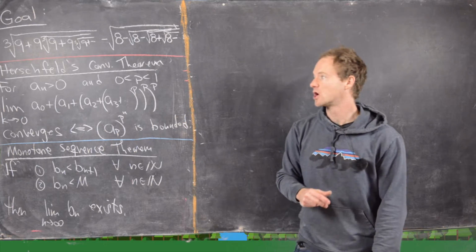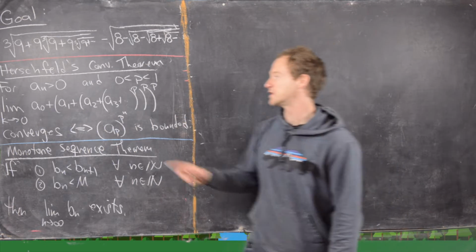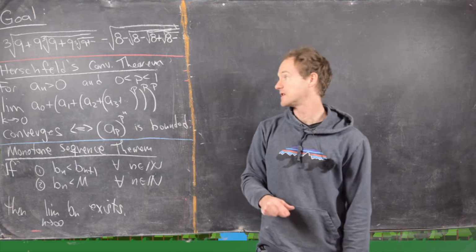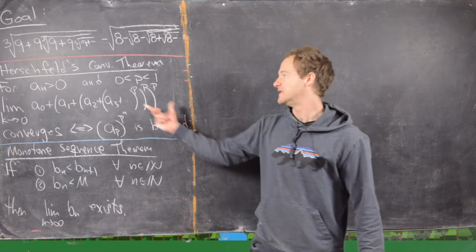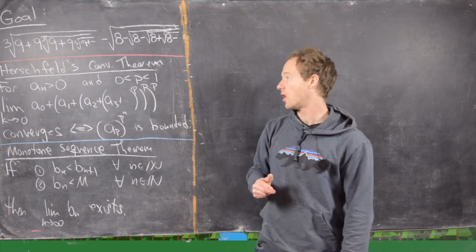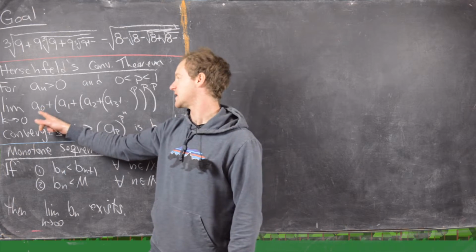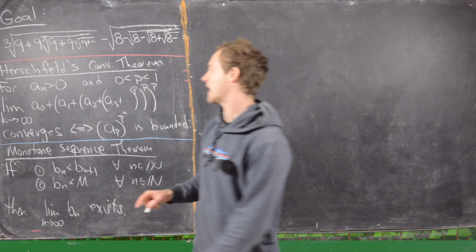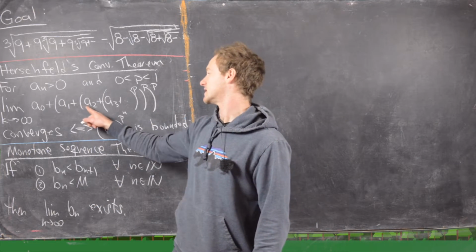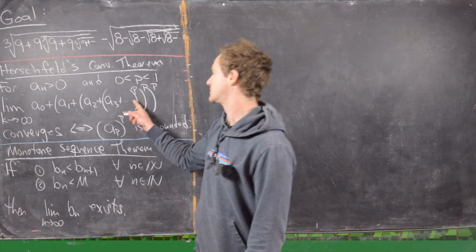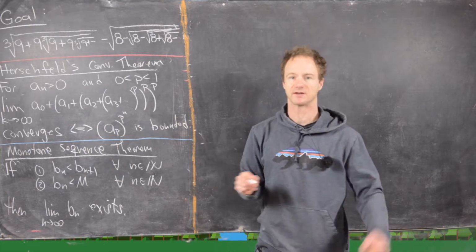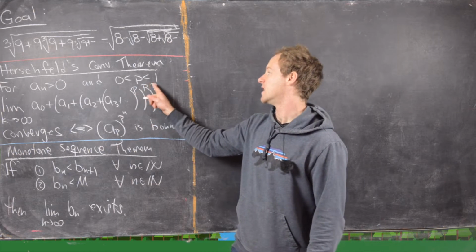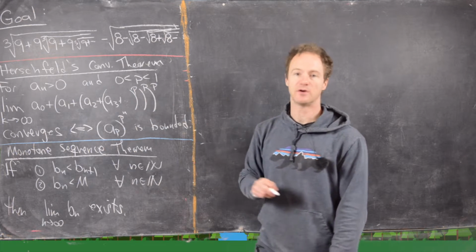First is this thing called Hirschfeld's convergence theorem, which says that for a(n) bigger than 0 and p between 0 and 1, this nested exponent always converges. So this limit as k goes to infinity of a0 plus a1 plus a2 plus a3 all the way up to ak, which would be like the partial sum, if you will. I haven't put that in there because it'll just get messy. And then we have k exponents of p here.